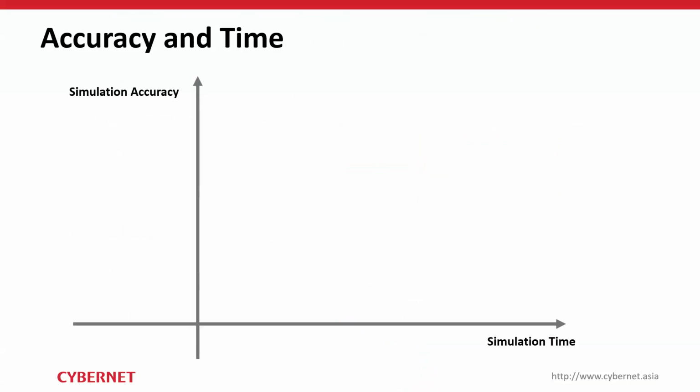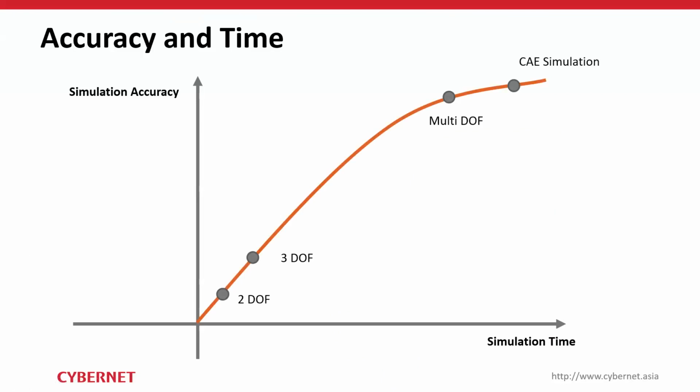In this graph, the x-axis is the simulation time and the y-axis is the simulation accuracy. We have the 2DOF and the 3DOF models, which are fast but not accurate enough. The multi-DOF model is accurate, but we have to spend more simulation time. And CAE simulation is the most accurate technique with lots of simulation time. We can also find that the relationship between simulation time and accuracy is not linear. One little improvement in accuracy might cost 10 times the simulation time.